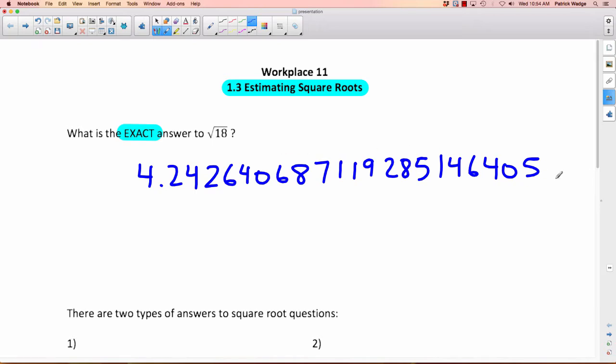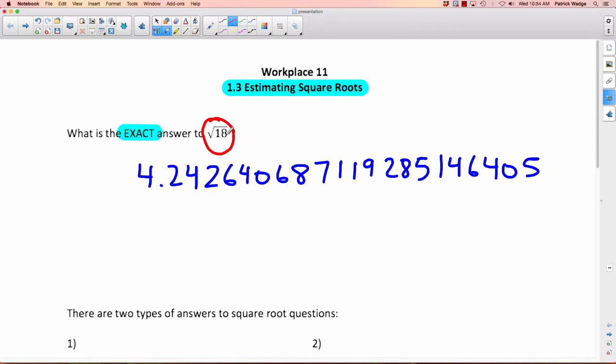You could keep writing decimals for the rest of your life and you still won't have the exact answer. Now, are we close? Sure, we're really close to the exact answer. But we literally cannot write the exact answer in decimal form for this question. So if you were asked what is the exact answer to root 18, the exact answer is root 18. In future grades, I'll get you to write that.